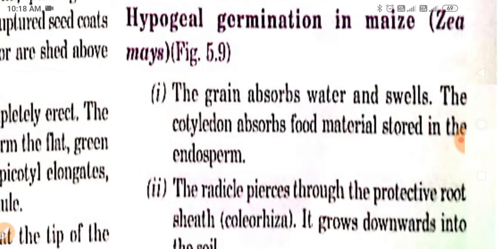The cotyledon absorbs food material stored in the endosperm. Then the radicle passes through the protective coat, the sheath coleorhiza. It grows downward into the soil. The radicle develops into the primary root with root hairs.